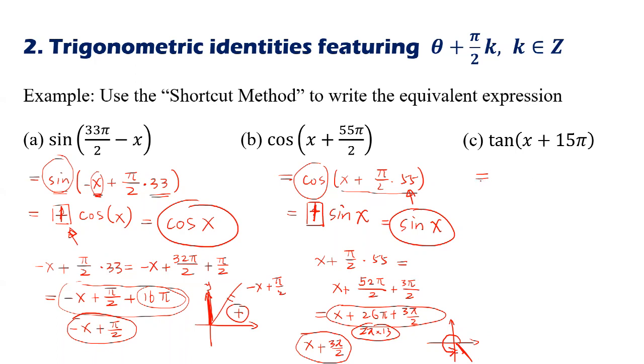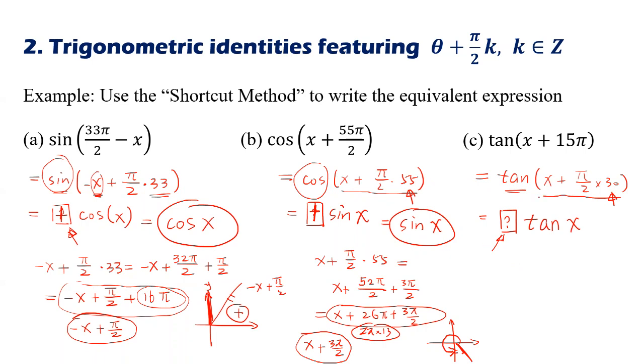Okay, so now let's consider the third question. Again, let's rewrite this in a standard form, which can be rewritten as x plus half pi times 30, right? So note here 30 is an even number. So for even number, we don't change the name, right? So equals something tangent x, right? And then we need to decide the sign here, whether it's positive or negative. Then we need to consider which quadrant this angle is in.